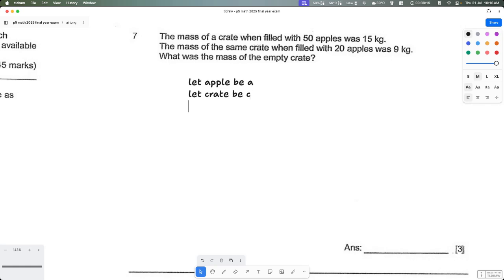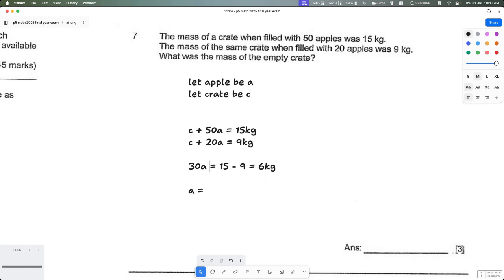I'm just going to say let apples be A and let crate be C. So crate plus 50 apples is equal to 15 kilograms. And then crate plus 20 apples is equal to 9 kilograms. So if you have 50 minus 20, this will be 30 apples is equal to 15 minus 9, and this will give us 6. 15 minus 9 is 6. So we know that 30 apples is equal to 6 kilograms.